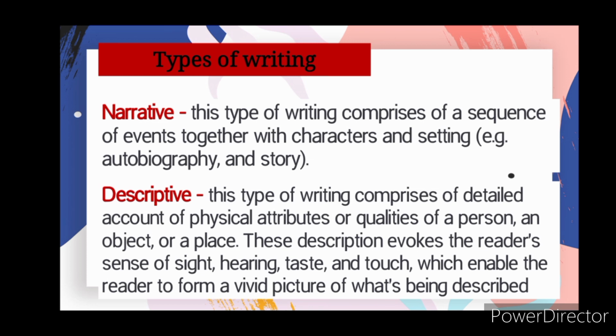The next is descriptive. This type of writing comprises a detailed account of physical attributes or qualities of a person, an object, or a place. This description evokes the reader's sense of sight, hearing, taste, and touch, which enable the reader to form a vivid picture of what's being described. So this type of writing can be found in fiction, poetry, journal, and advertising.